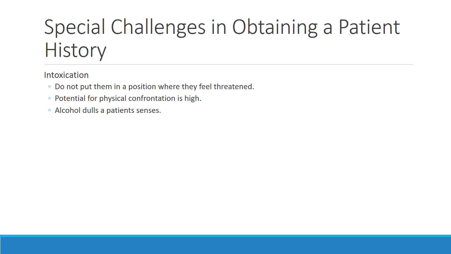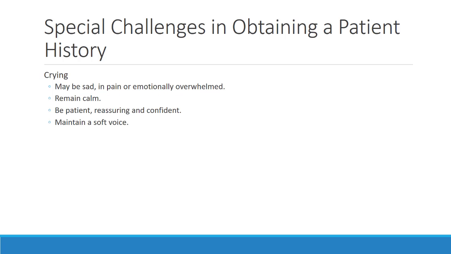Patients can go from being friendly and talkative if they're intoxicated to being very hostile and very violent very quickly if they are feeling threatened. The potential for physical confrontation is high with people who are intoxicated. Alcohol tends to dull the patient's senses, so it is important to understand that.